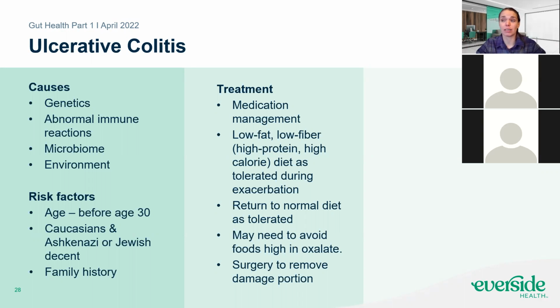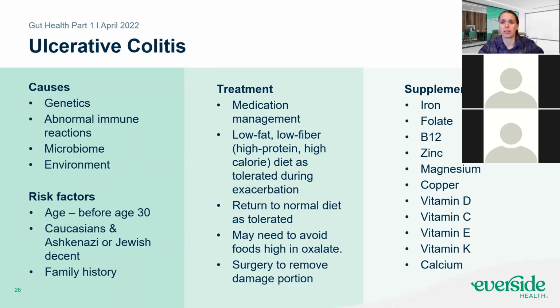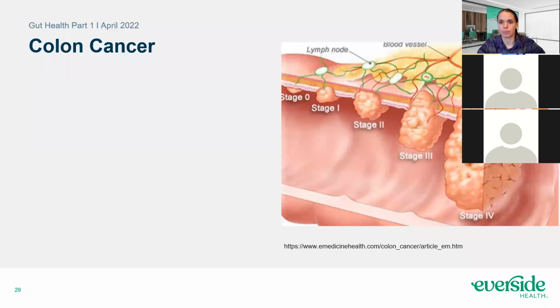Again, oxalates are commonly in types of vegetables. So if you need, I'll get you a list of low oxalate kind of vegetables too. And again, they might do surgery to help take away some of the parts that aren't really working well or causing more issues. And the same list of nutrients that could be needed depending on your status for ulcerative colitis.